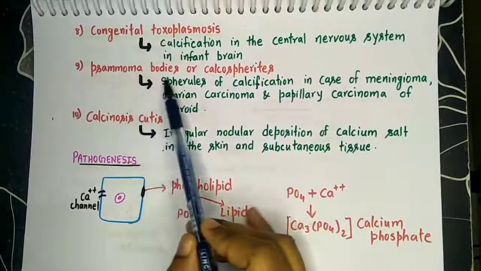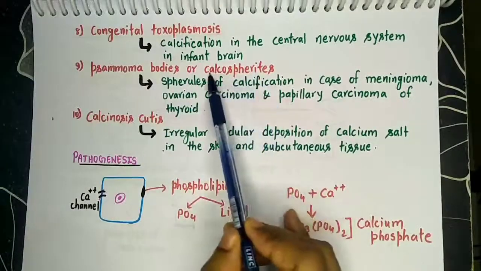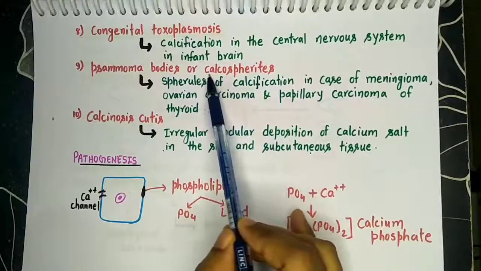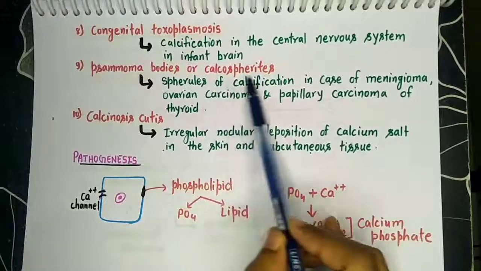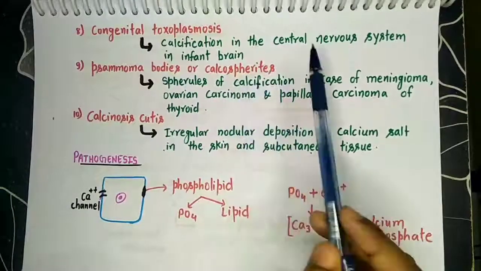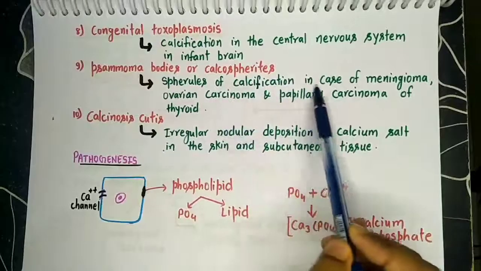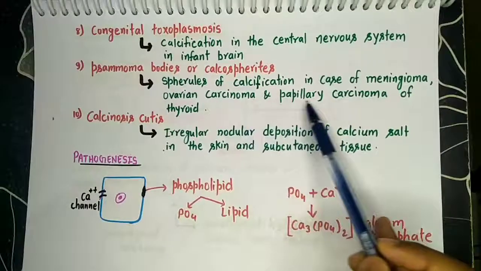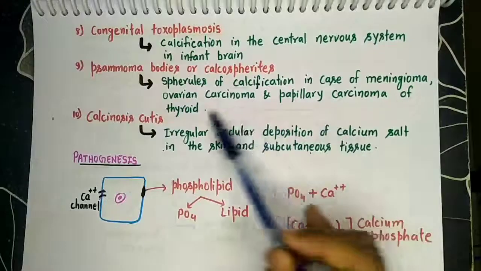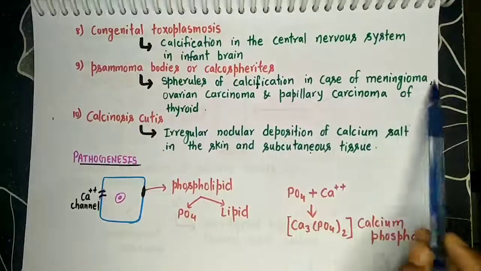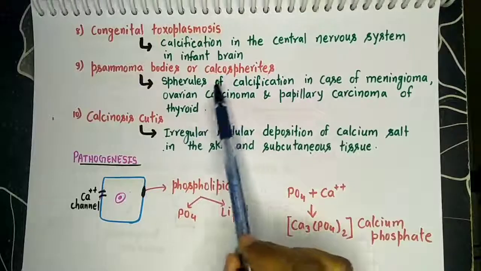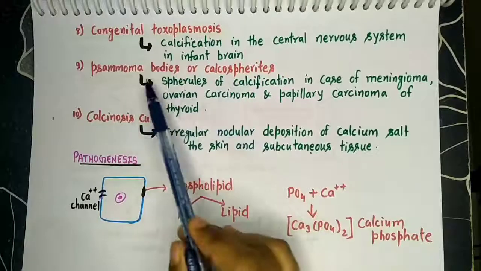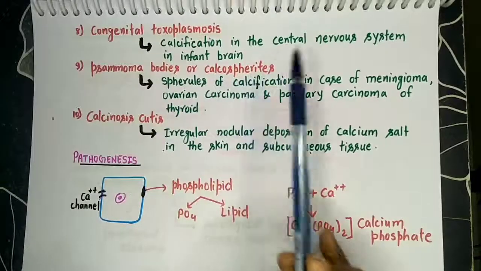Next example is Psammoma bodies or calcospherite. With the term calcospherite only we can say the meaning. Calco means calcification and spherite means spherule-like. So the spherules of calcification occur in case of meningioma, ovarian carcinoma and papillary carcinoma of the thyroid. In all these cases of cancer, there will be deposition of calcification in the form of spherules, and that we call Psammoma bodies or calcospherites.